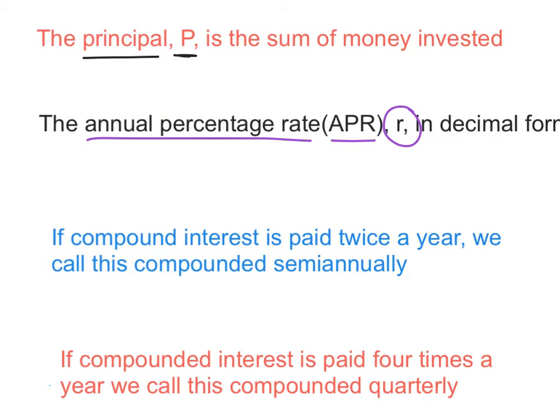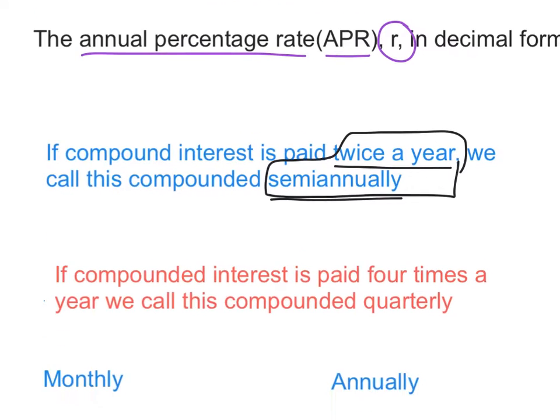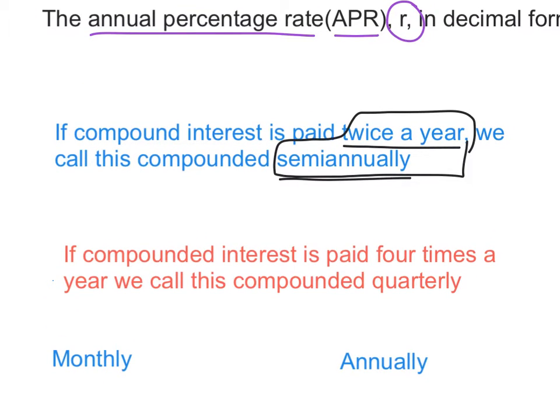And then here's how we talk about compound interest. If compound interest is paid twice a year, we call that semi-annually. Okay, so we do have to be familiar with these terms. Semi-annually would be twice a year. If compound interest is paid 4 times a year, we would call that quarterly, right? 4 quarters in a whole, 4 quarters in a dollar. So quarterly would be 4.